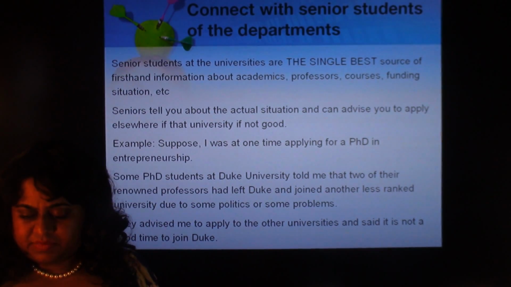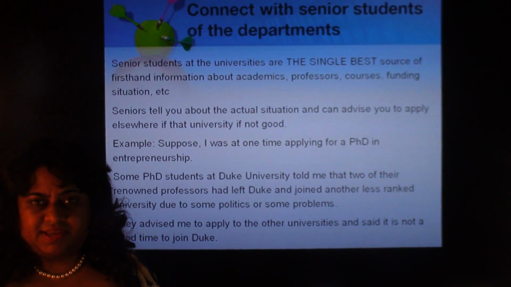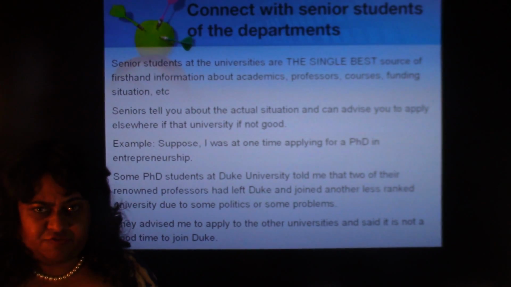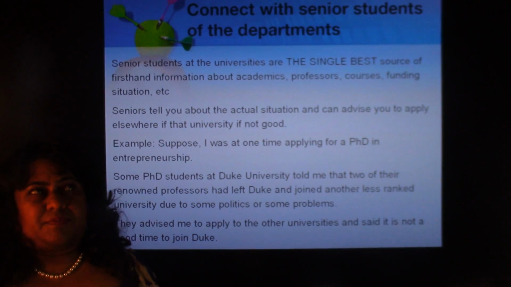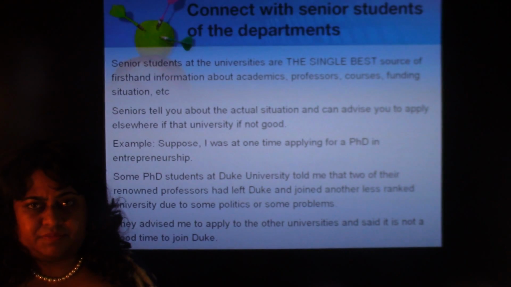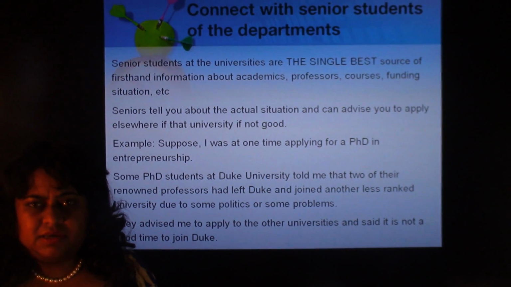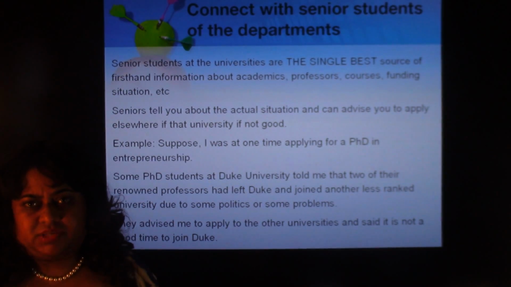For example, I was once applying for a PhD in entrepreneurship at a few universities, and some PhD students at Duke University at that time, it was about 2011 I guess, told me that about two of their renowned professors from the entrepreneurship department had left the university and gone to another less ranked university due to some politics or some problem. So they said that the particular department in Duke University at that time was not really stable, so you better not come here. You might as well go to that other university. That's what they advised me. So you get all this kind of insider information from your seniors.